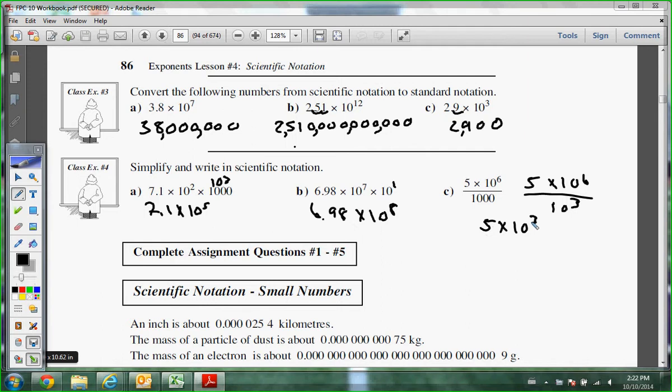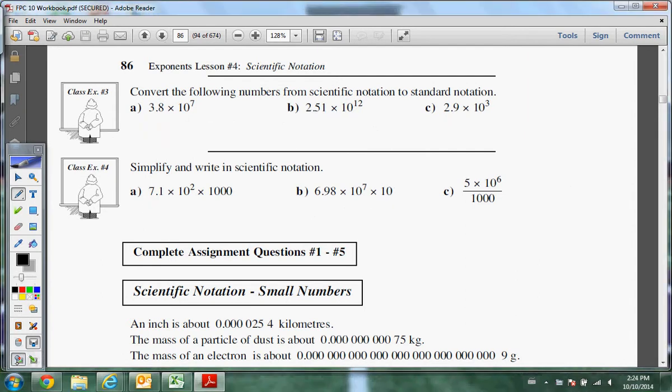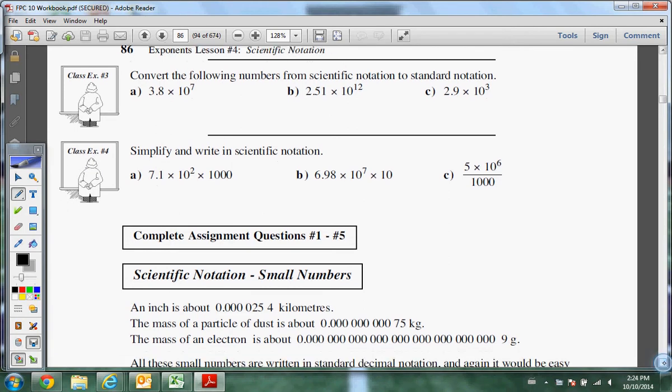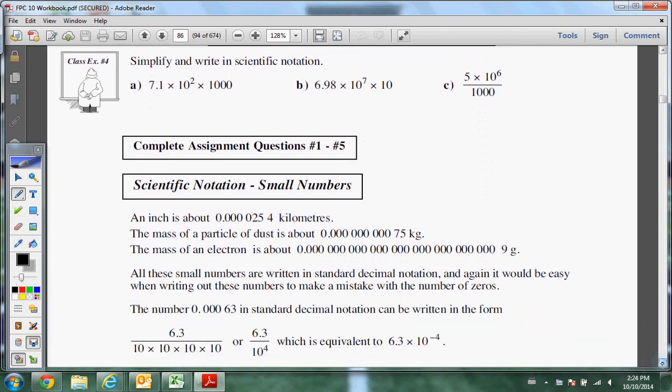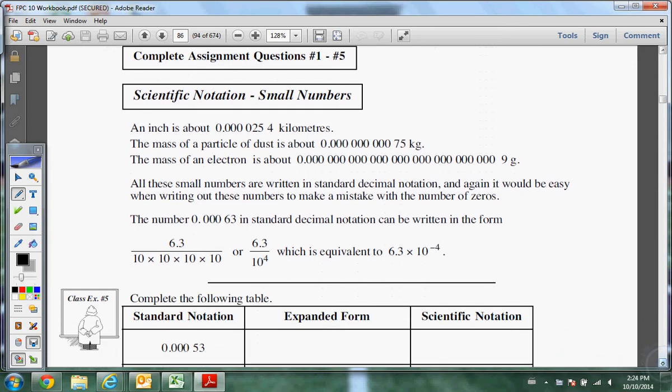Okay, so scientific notation, as we're talking about right now, is used for really large numbers, and it's also used for really small numbers, okay? So let's get to the really small numbers now. And when you're doing small numbers, you're moving your decimal place the other way, which means what kind of exponents? Negative.